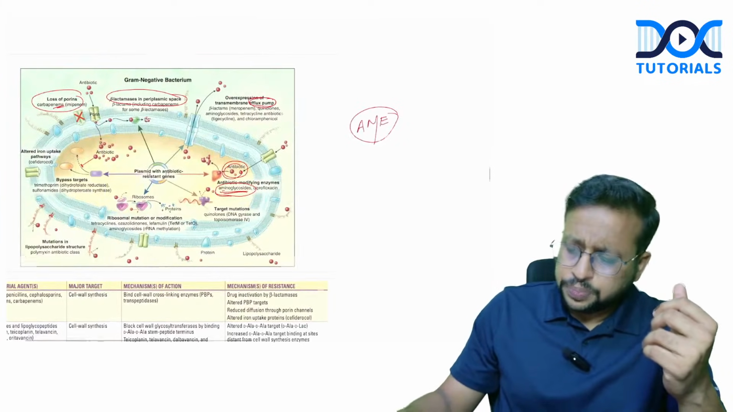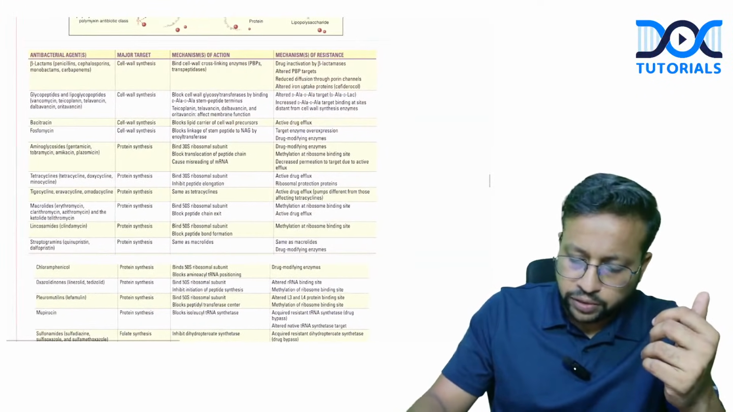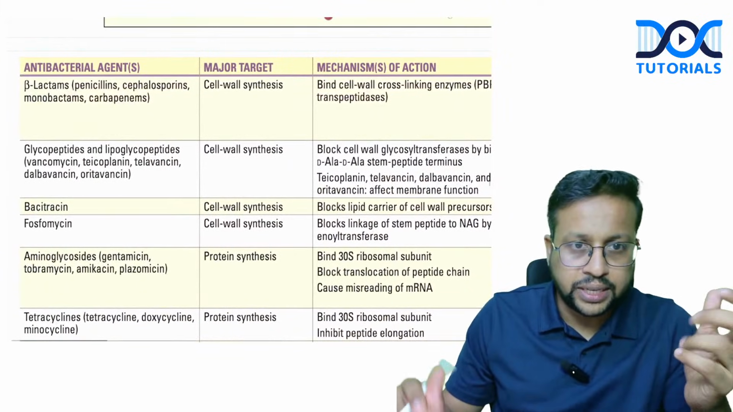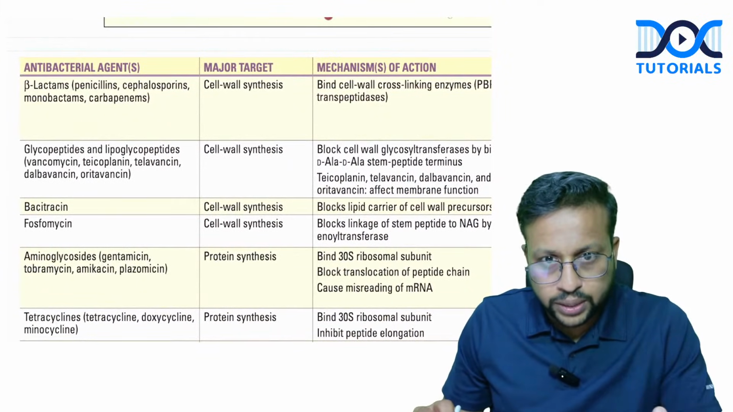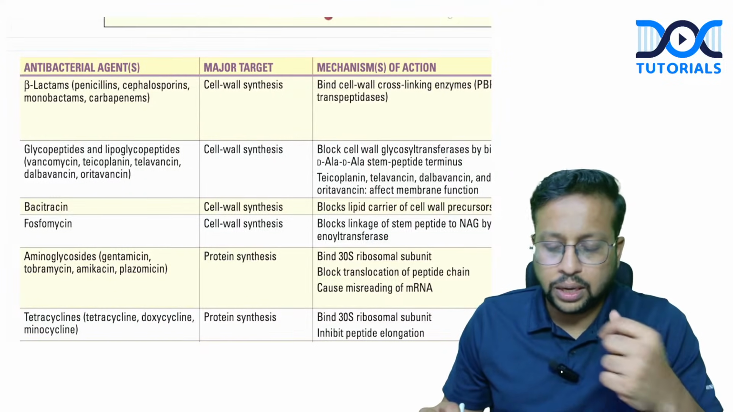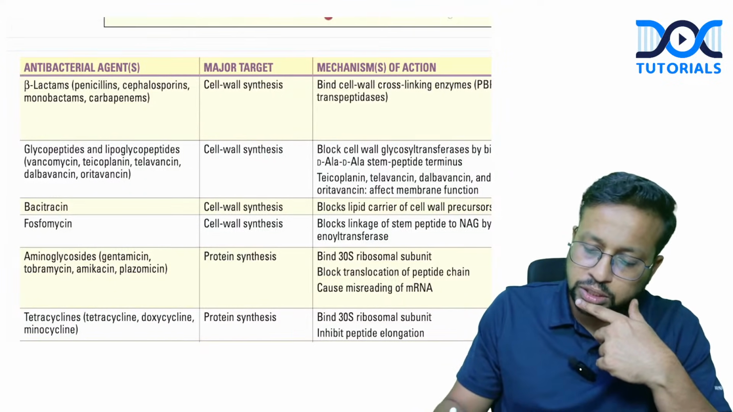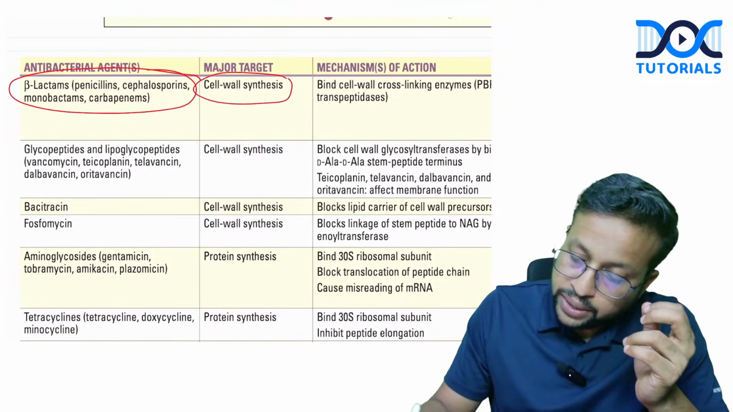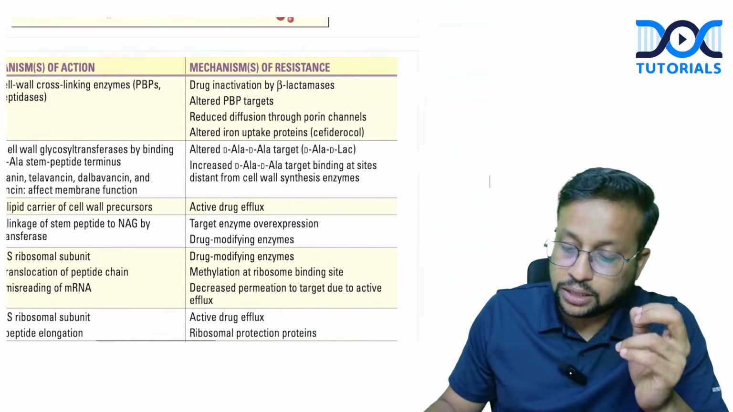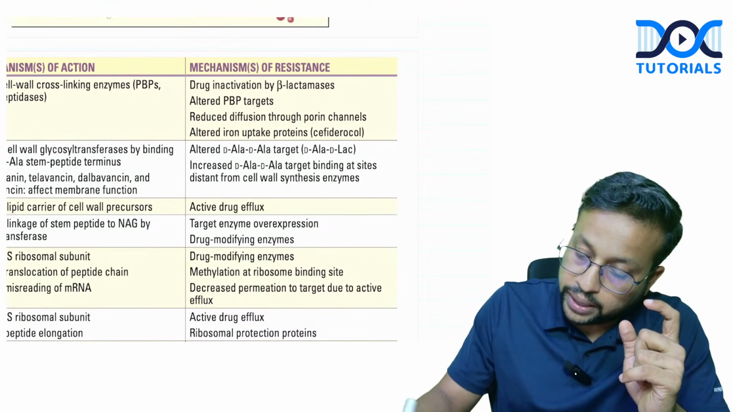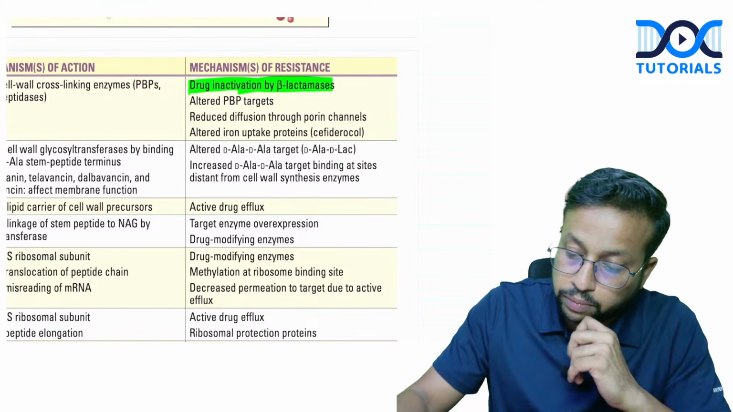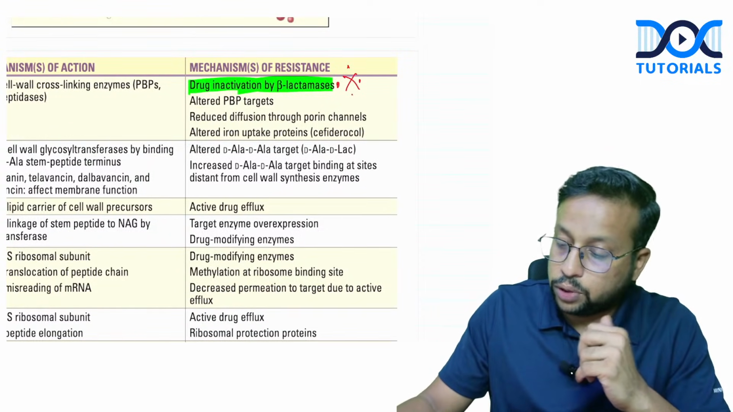So these are the various mechanisms of resistance. There are certain tables that are important, and you'll have to go through the entire table, but just go through the most important ones. Beta lactams, as I've already told, act by inhibiting cell wall synthesis. And what is the mechanism of resistance? The most common mechanism is drug inactivation by beta lactamase. This is the most important mechanism of resistance.